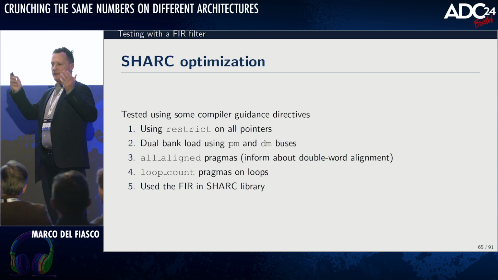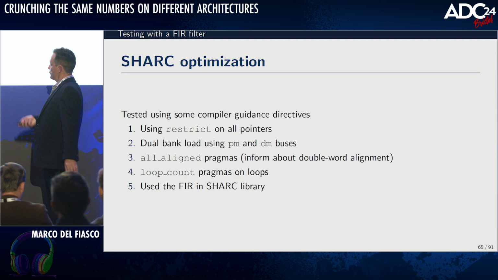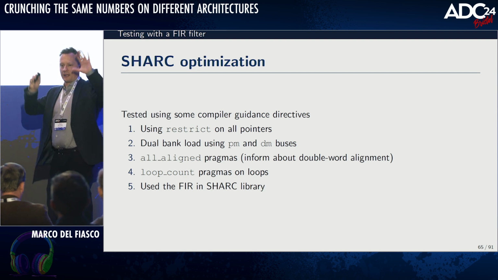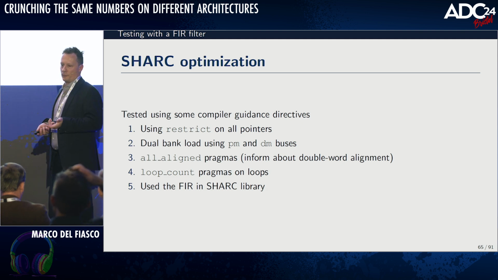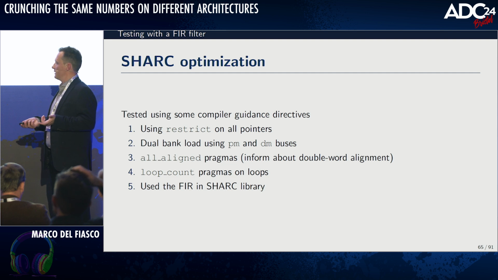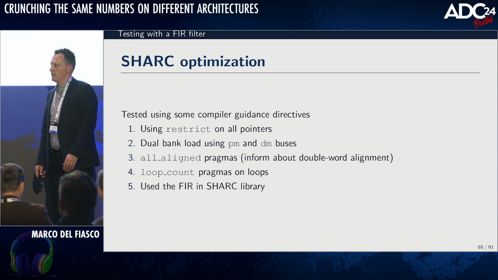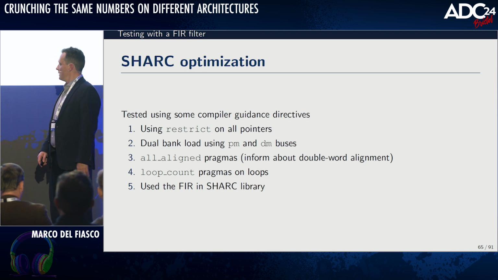Then I start implementing those variations using some common techniques. So on SHARC, I started with restrict. I used the dual bank access, all aligned pragmas and loop count pragmas to inform the compiler about the conditions. And then I also use an accelerated FIR library that Analog Devices gives you with the code.